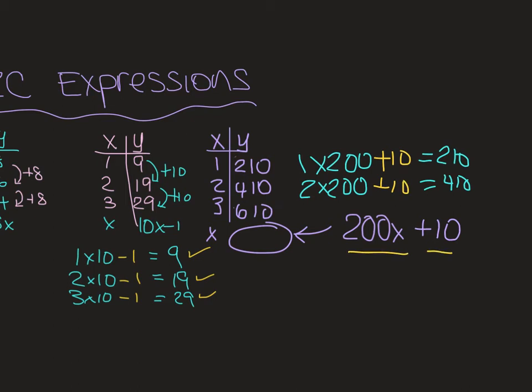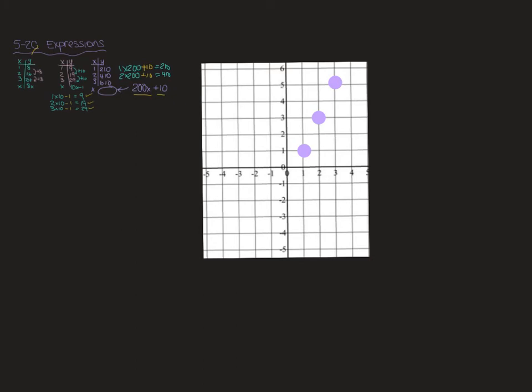200x plus 10. What we're doing now, the new stuff, is they're going to give you a picture. So instead of giving you a table and you finding out the rule, they're going to give you a graph and you have to find out the rule. Well, let's make a table. They didn't give us a table, but heck, we could do a table.